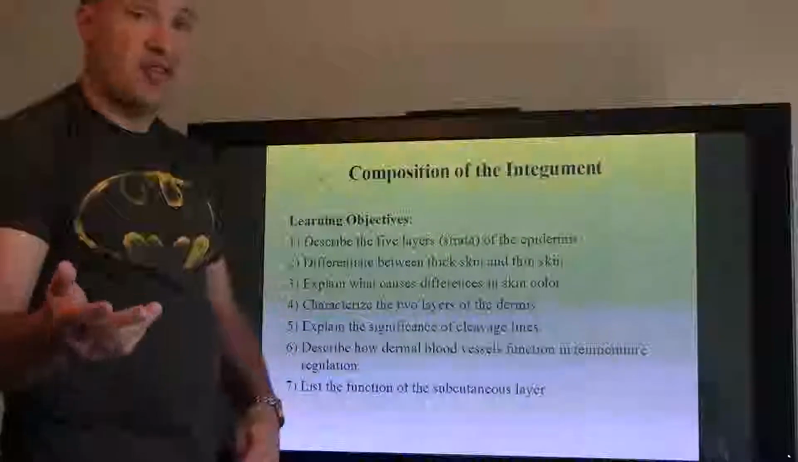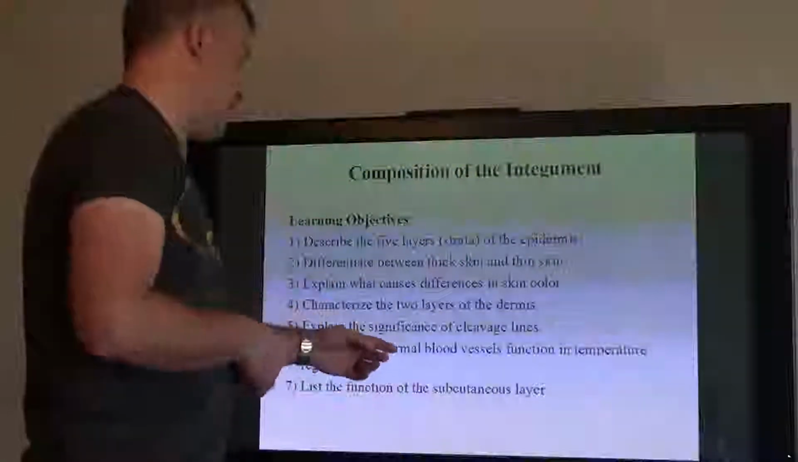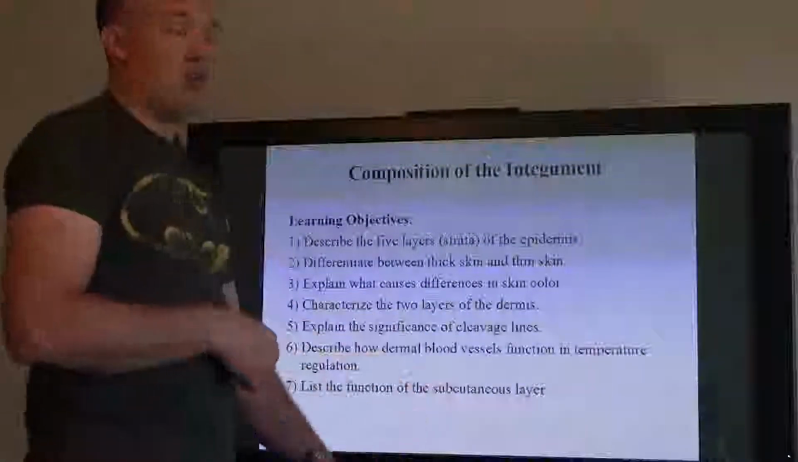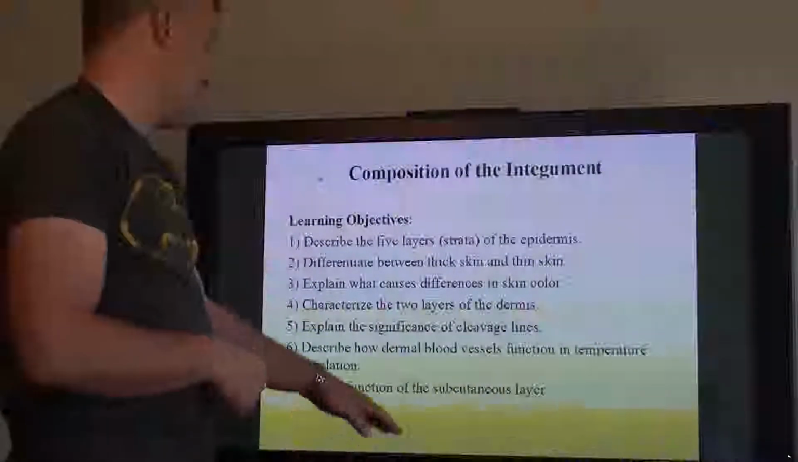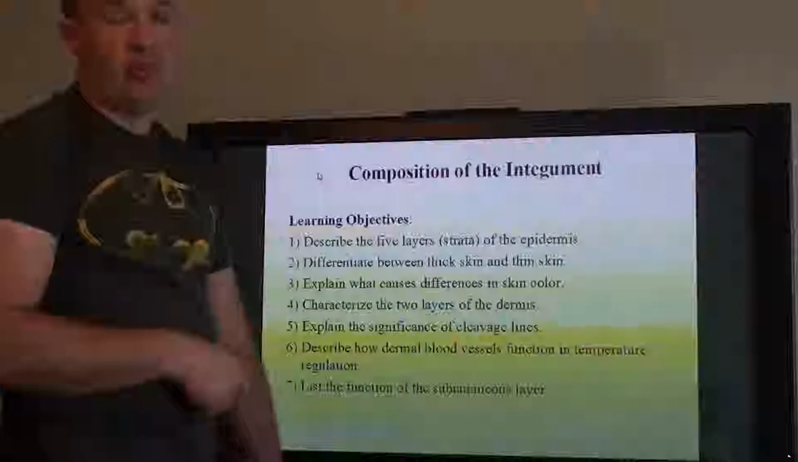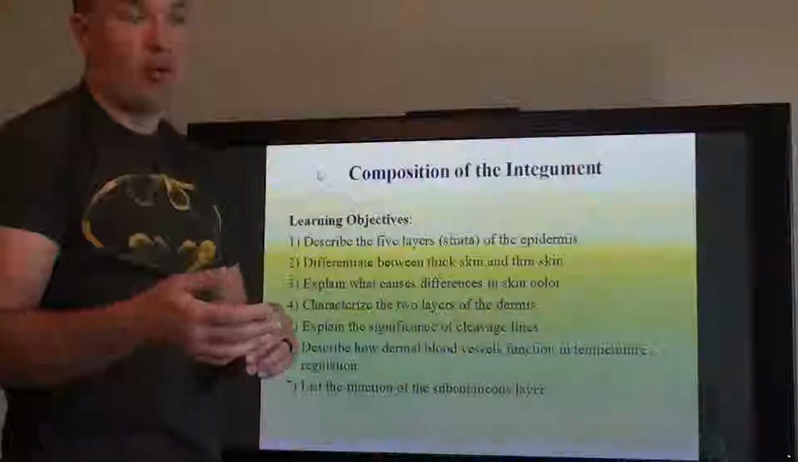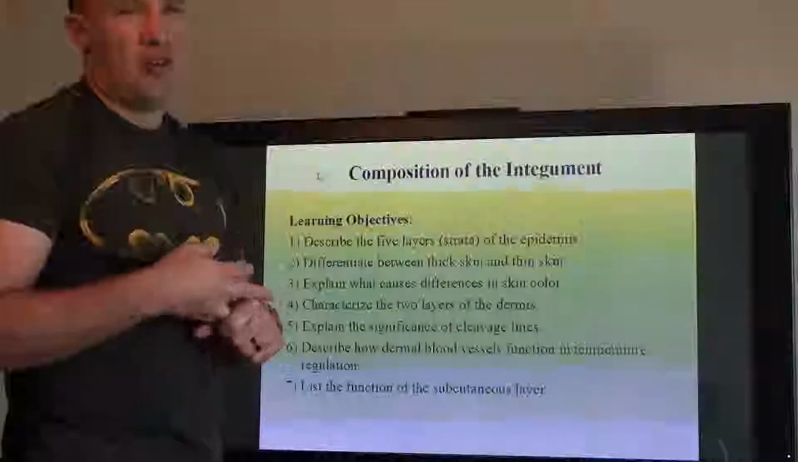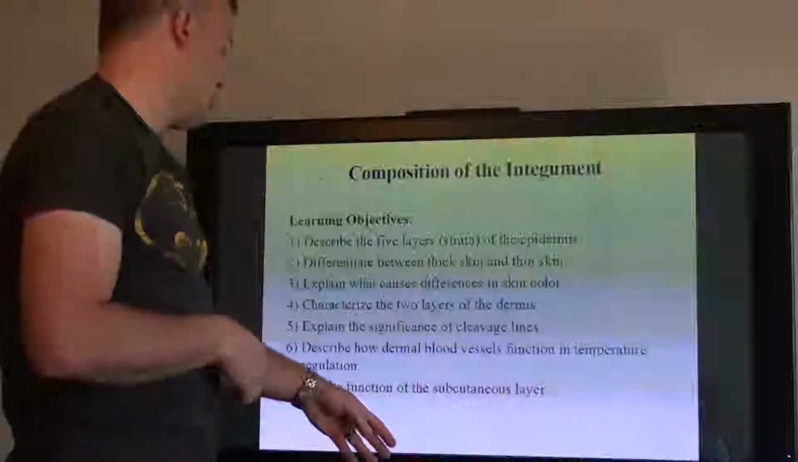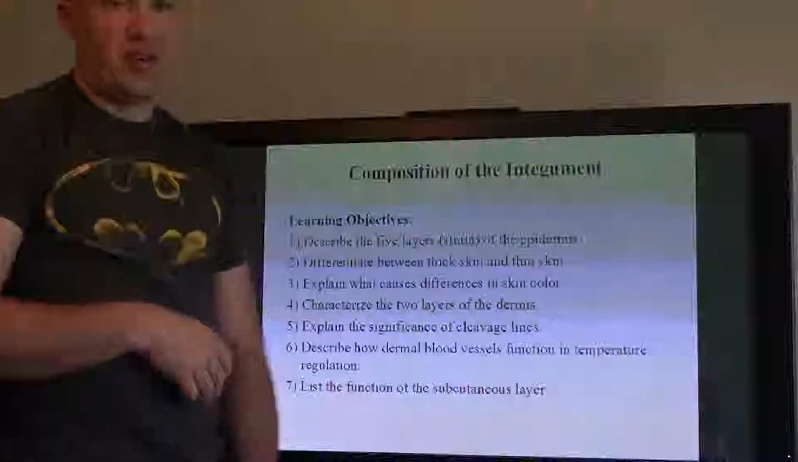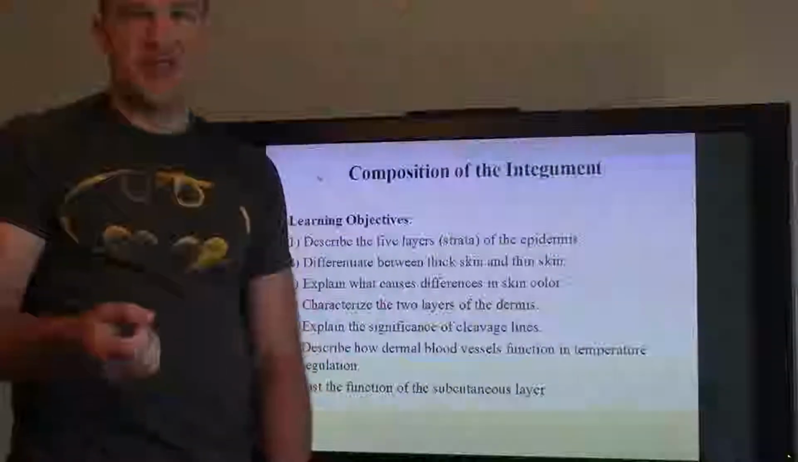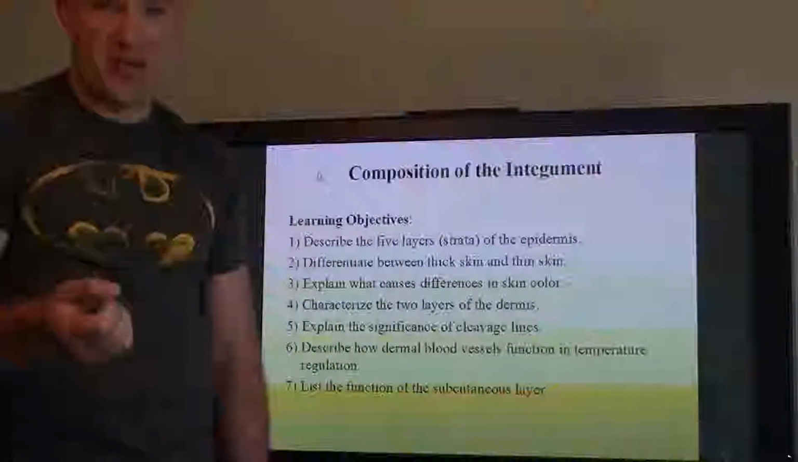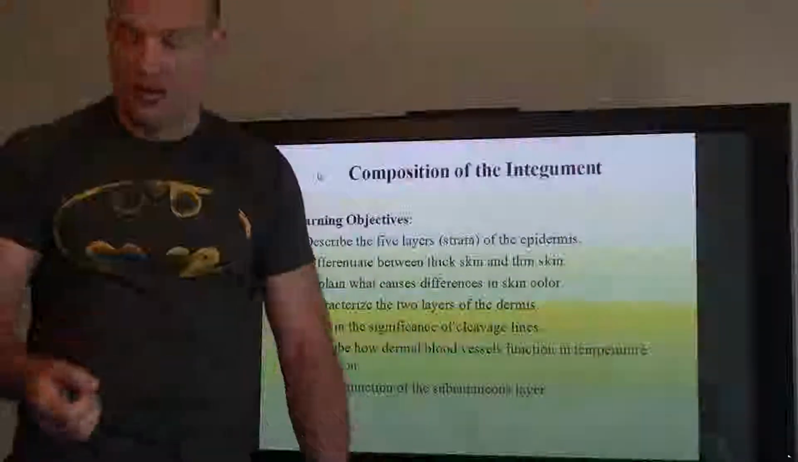Also, the 2 layers of the dermis, with a layer that's above it. We'll talk about cleavage lines, and especially the importance they have with injuries and surgery. We'll talk about how the blood vessels in the dermis are important for temperature regulation, and a little bit for blood pressure regulation. Also, we'll talk about the function of the subcutaneous layer, which really isn't a part of the integumentary system, but since it's so closely associated with it, we're going to talk about it here.